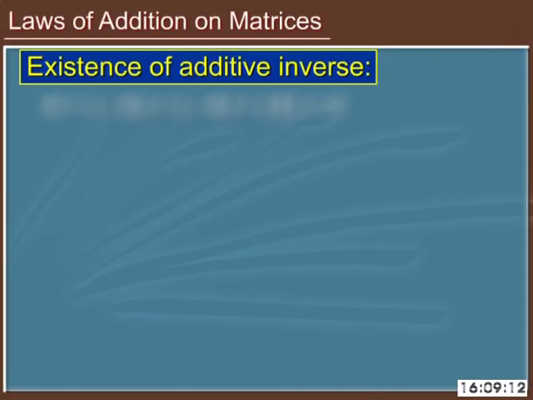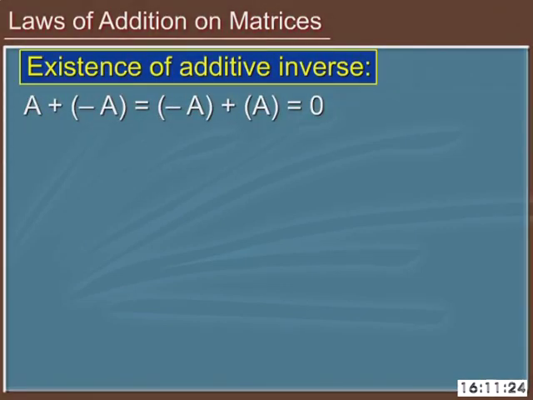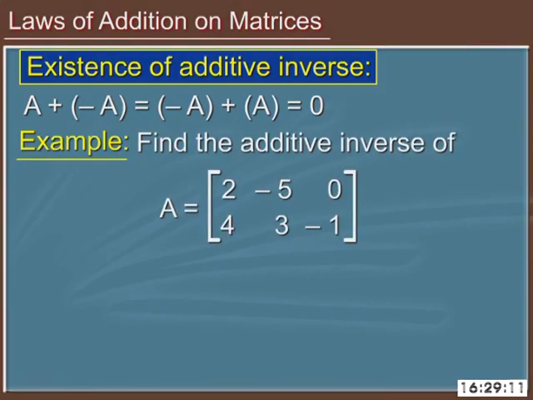Existence of additive inverse. For a matrix A, A plus negative of matrix A, that is A plus minus A, is equal to minus A plus A, which is equal to 0, a zero matrix of the same order as matrix A. Now let's see an example. Find the additive inverse of matrix A, which is a 2 by 3 order matrix having first row elements as 2, minus 5 and 0, second row elements as 4, 3 and minus 1.